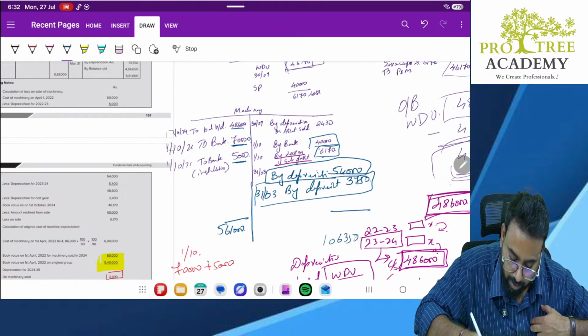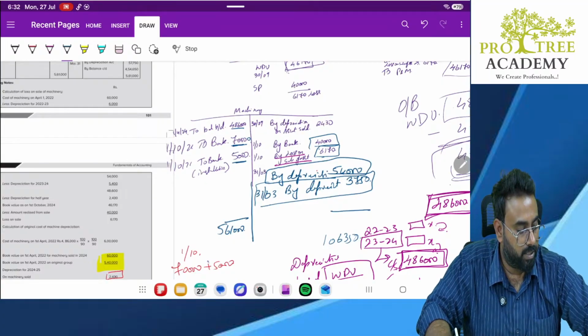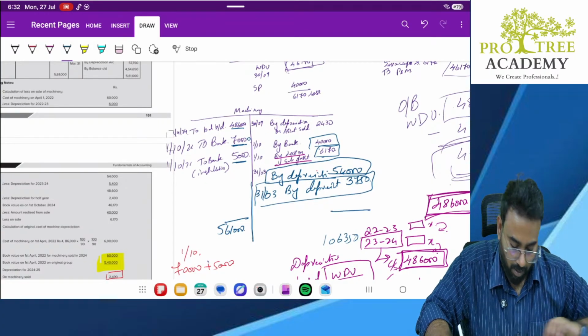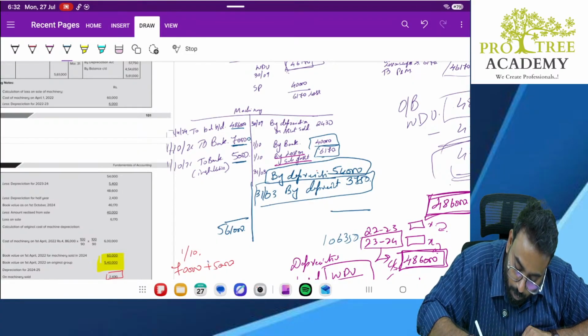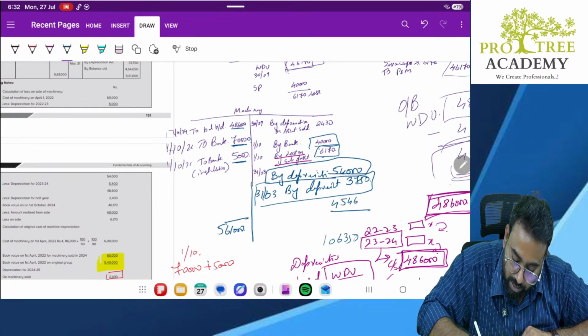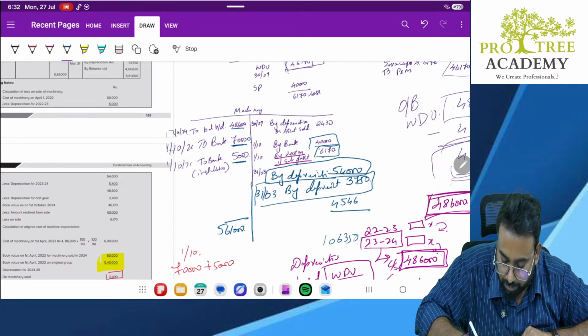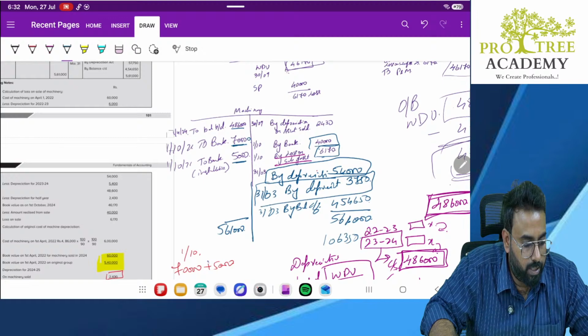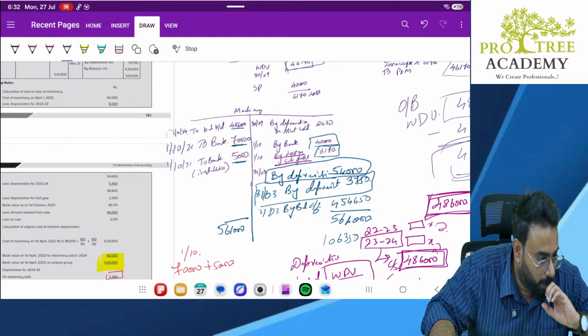That will give us 1,06,350. So 5,61,000 minus that will give us 4,54,650. This will be what? By balance carried forward. This will close our machinery account. Am I clear?